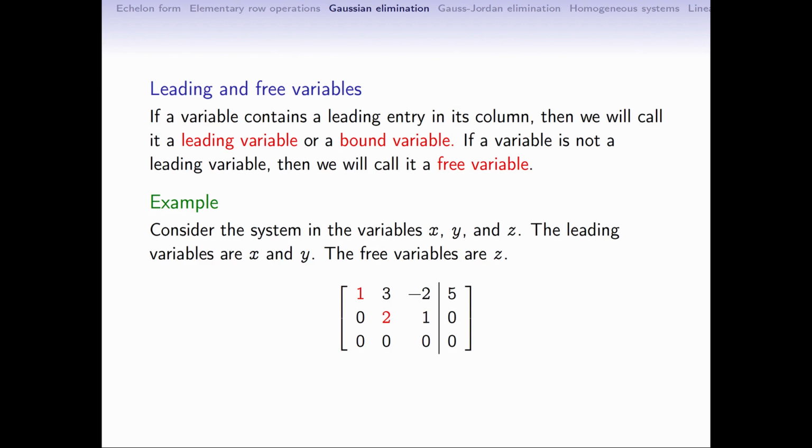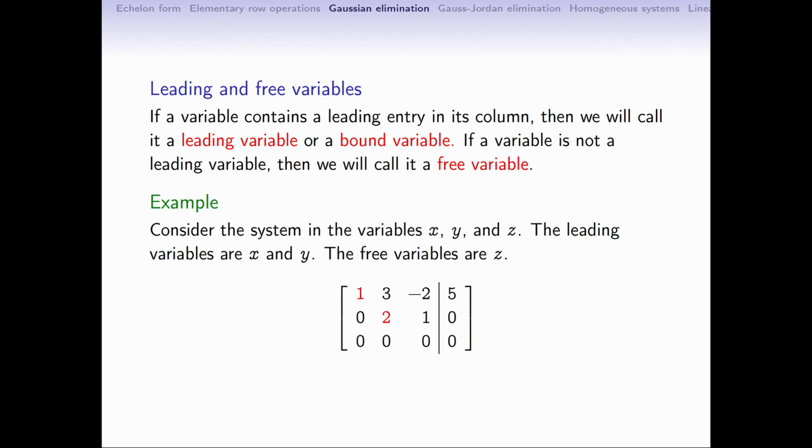So consider the system in the variables x, y, and z given below. The leading variables are x and y, and the free variable is z. Let's make sure we understand why. So if the columns are labeled x, y, and z, we can see that column 1 contains a leading entry, and so its variable x will be a leading variable. Column 2 also contains a leading entry, and so its variable, y, will also be a leading or a bound variable. The third column, the column that corresponds to the variable z, does not contain a leading entry, and so it will be considered a free variable.